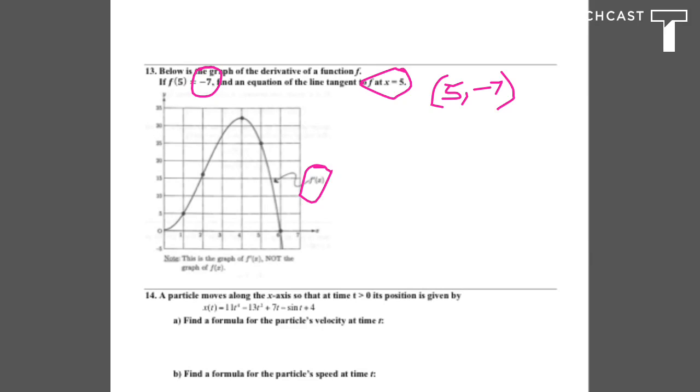So I'm going to come here to the graph. And that's, can't quite read it, that's 20. So I would write y minus negative 7 equals 25 times x minus 5. Feel free to leave your answer like that.